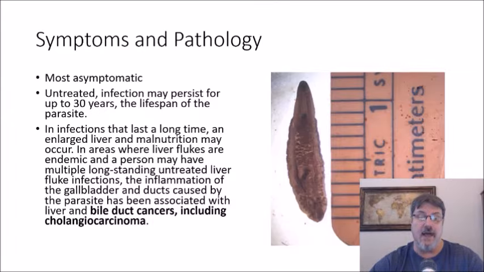the inflammation of the gallbladder and ducts caused by the parasite has been associated with liver and bile duct cancers, including cholangiocarcinoma. And here's a Clonorchis sinensis adult fluke right here.